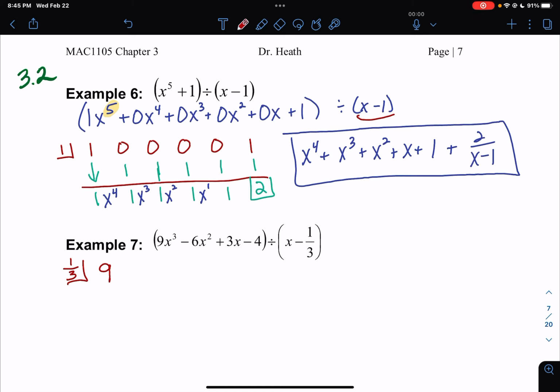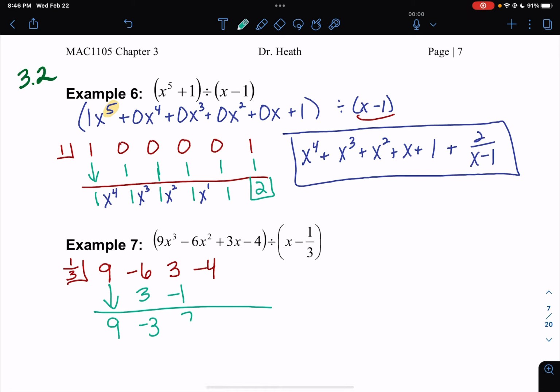There it is. 9x to the 3rd minus 6x to the 2nd plus 3x minus 4. And then we are going to bring down that leading coefficient, 9, multiply all the numbers below the line by the number in the box. So 9 times 1/3 is 3. And then we are going to add -6 and 3 to get -3. Then we're going to multiply -3 times 1/3, which is -1. Then we're going to add 3 plus -1 to get 2.